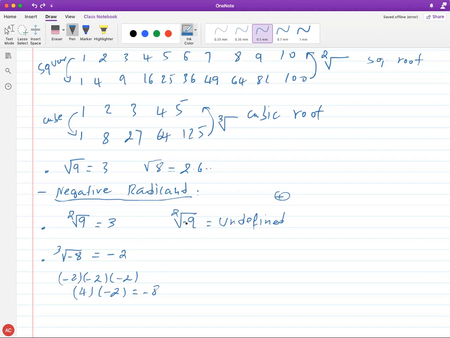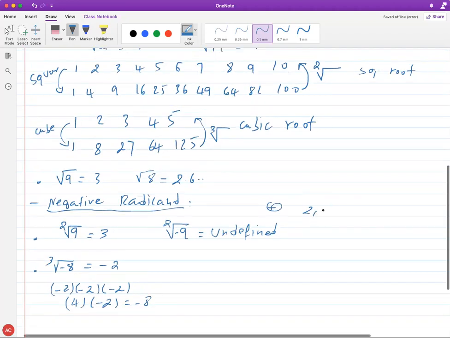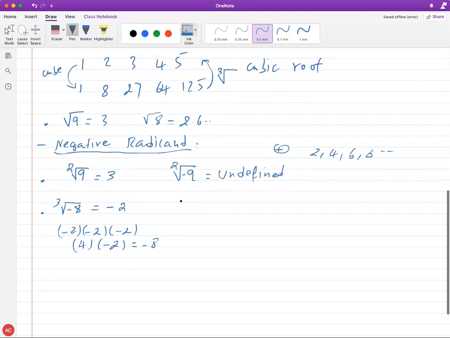So bottom line, if you see a negative here, then check the index right away. If the index is even, meaning 2 or 4 or 6 or 8, then right away, you don't even have to try to simplify or find the answer or do anything. Don't waste time. Just say it's undefined. It's not a real number. It could be a complex number, but it's not in the group of real numbers that we talked about in the beginning of the semester. However, if you see a negative here and the index is odd, then it's fine. You can have that.